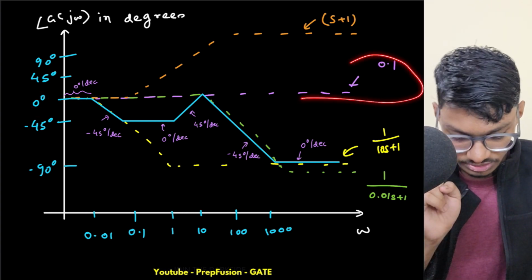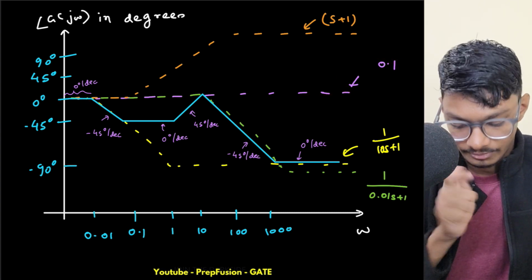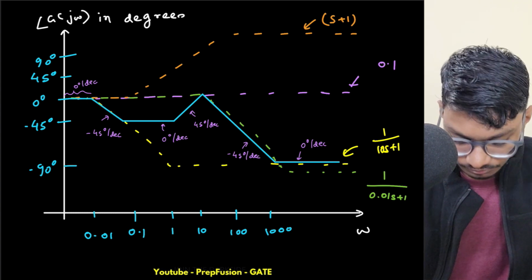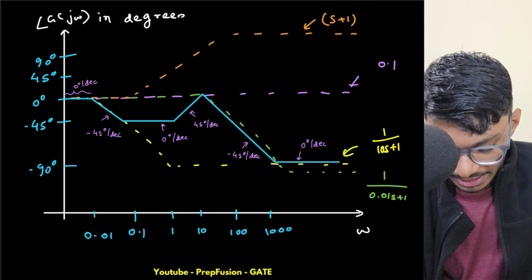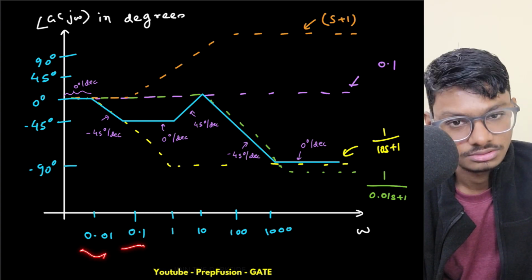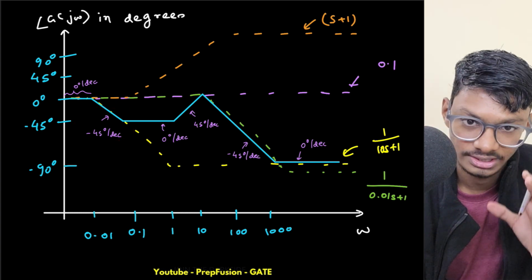Because why? This constant has 0.1. This is providing me 0 slope. Now after this, what is happening? For each decade I am moving, I have got a slope of minus 45 degree per decade. So I have moved from 0.01 to 0.1. So I have moved 1 decade, and the slope is minus 45 degree per decade.